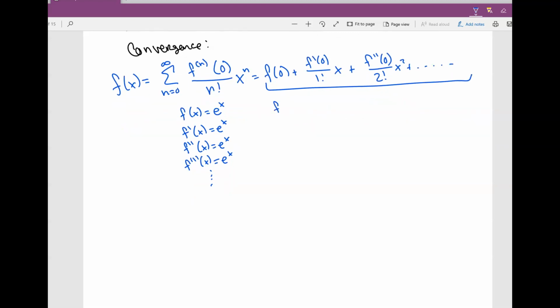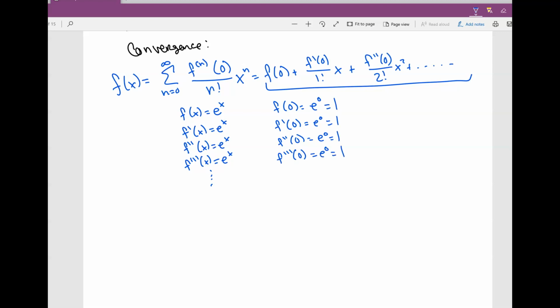Now let's figure out what f of 0 should be. So you're going to have e to the 0, which gives me 1. F prime of 0, it's still going to give me 1. F double prime of 0, still the same thing, gives me 1. F triple prime of 0 still gives me 1.